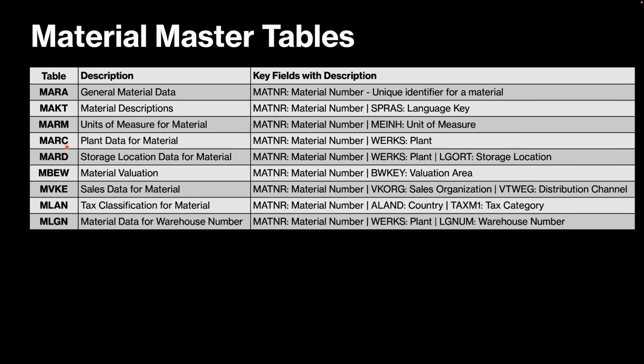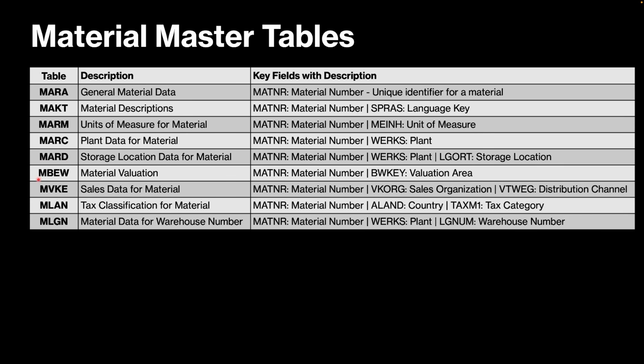Then you have this very important table, that is MARC, which basically saves the plant data for material. That is data which is relevant for a particular plant. That data is stored in this MARC table. Mainly it stores the purchasing, MRP data, and other data which is applicable at plant level. Then you have MARD, which is for storage location data. That is the data which is applicable at the storage location level, that is saved in this table MARD.